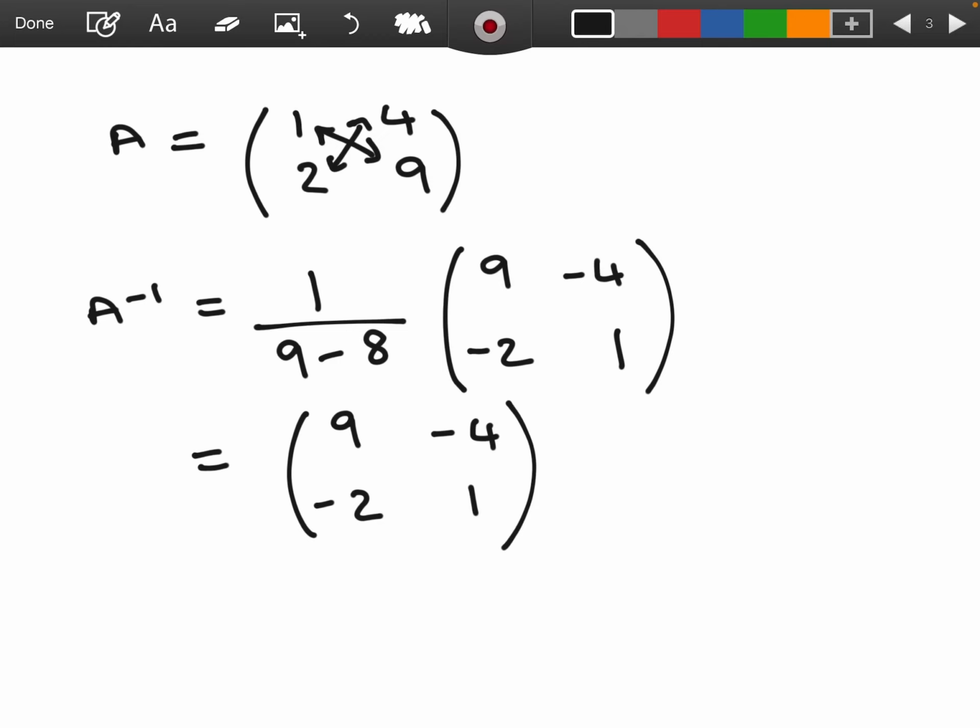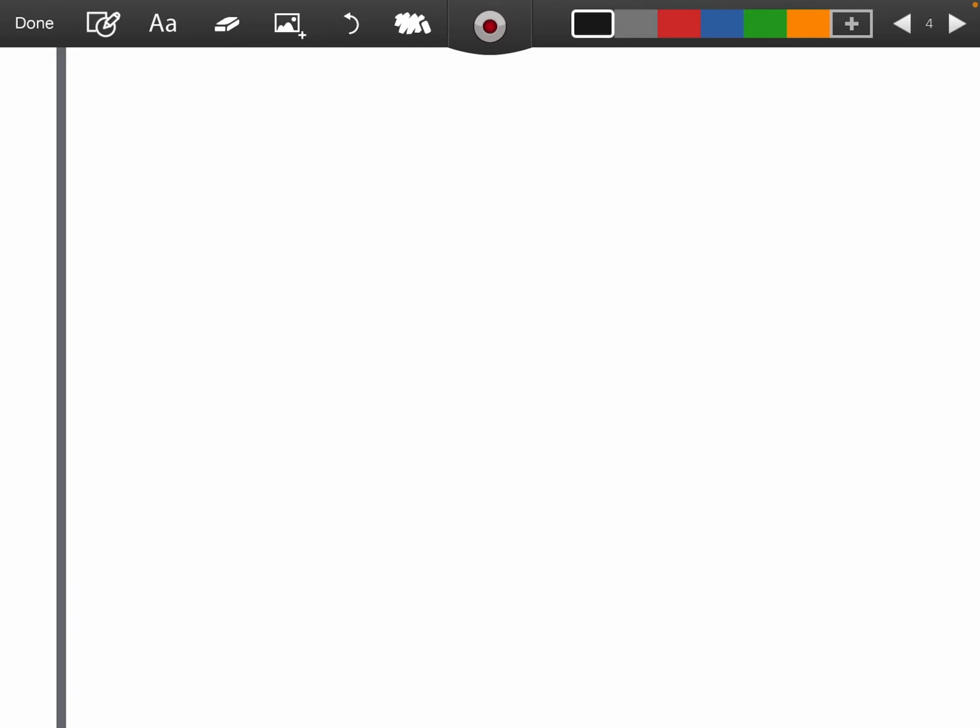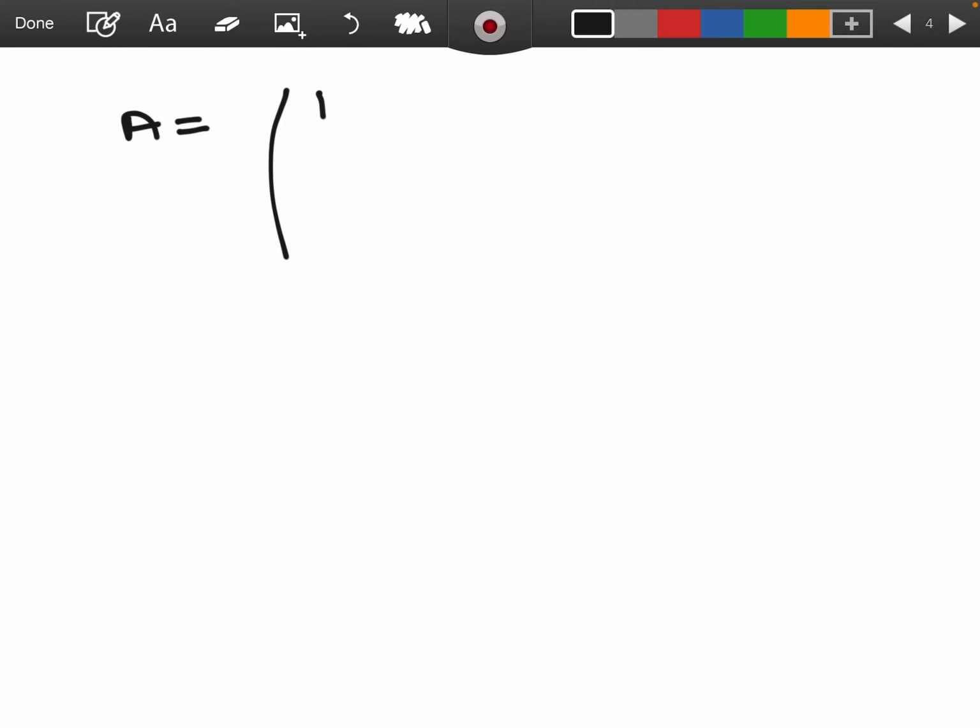So go ahead, you can do it for any other 2 by 2 example just to prove that this works. So I would encourage you to do that. I'm going to do this for a larger system. So this time I'm going to use a 3 by 3 matrix. So let's say I have A is equal to 1, 2, negative 2, 1, 1, 1, 0, 0, 1. And I've got to find A inverse.